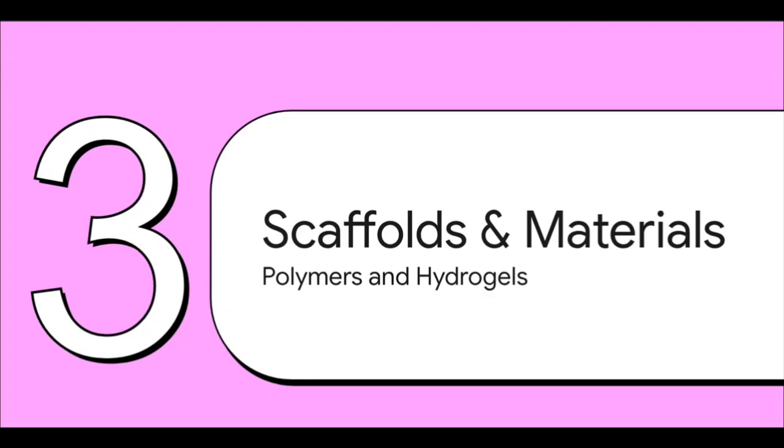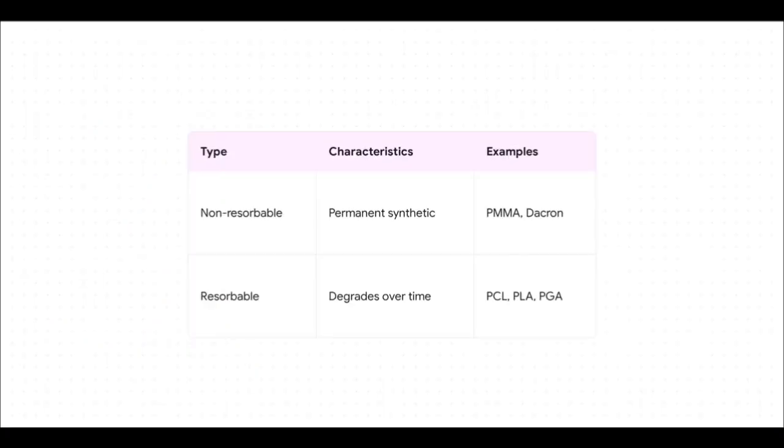Okay, let's jump into Section 3, scaffolds, bioceramics, and hydrogels. When we look at the material side of things, synthetic scaffolds generally fall into 2 main structural categories. First, we have non-resorbable permanent materials. Think of PMMA used in bone cement or Dacron used for vascular grafts. Second, we have resorbable polymers that safely degrade over time in the body, like PCL, PLA, and PGA.